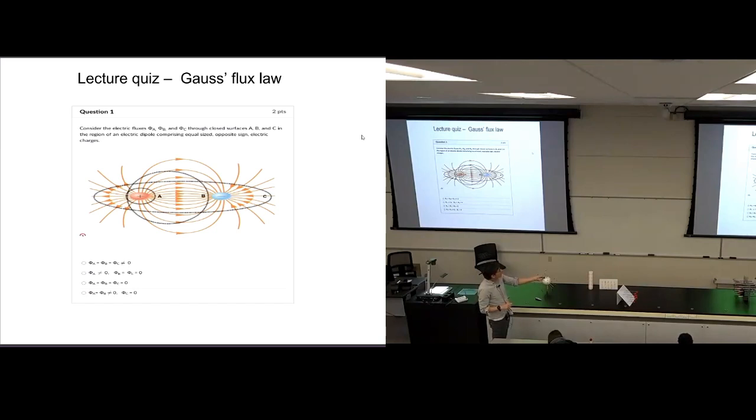Surface B has the same positive charge inside it. It doesn't have the negative charge inside it. So surface B has that same flux as A passing through it.